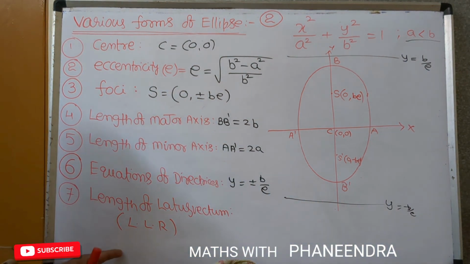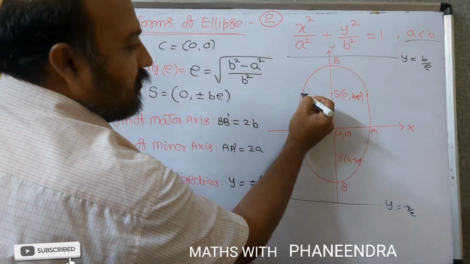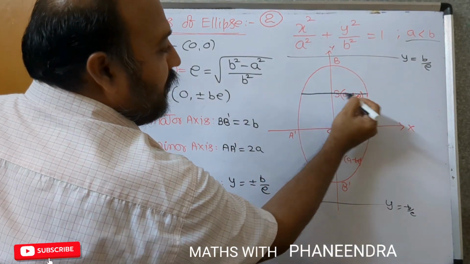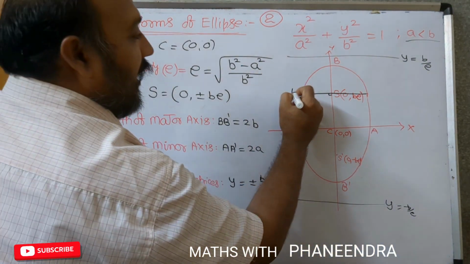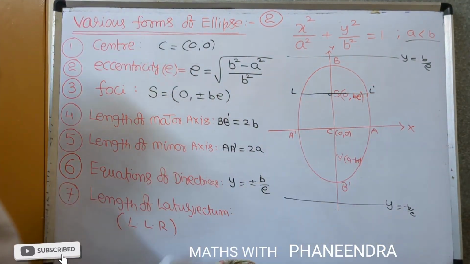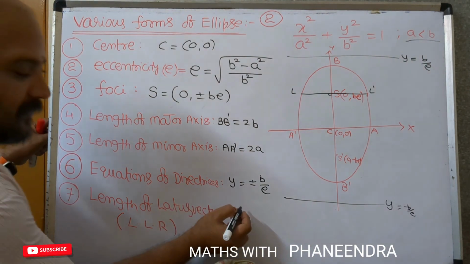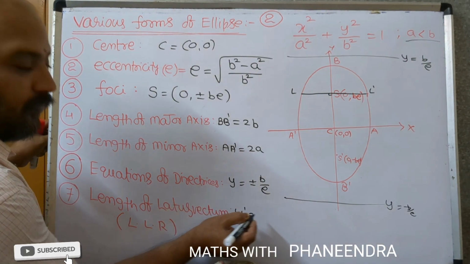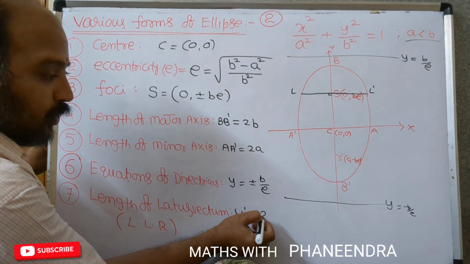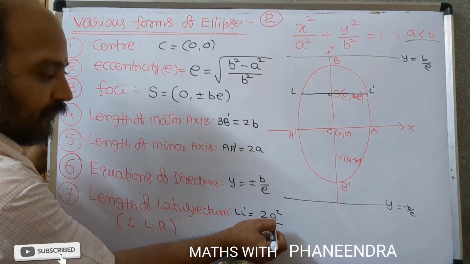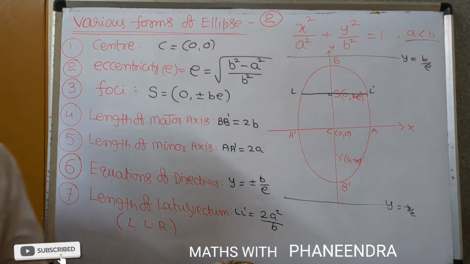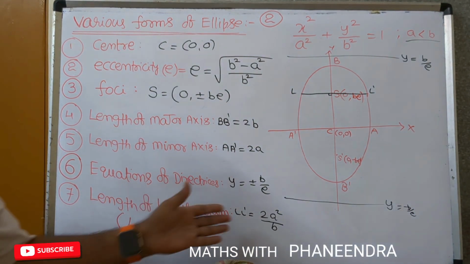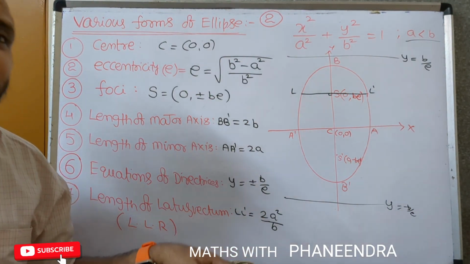Now, length of latus rectum. The latus rectum is the chord passing through the focus and perpendicular to the major axis. So L dash, when A is less than B, is equal to 2A square by B. This is the length of latus rectum when A is less than B.